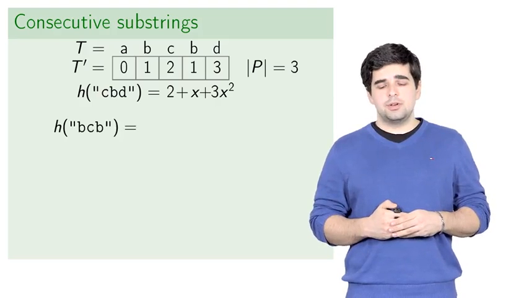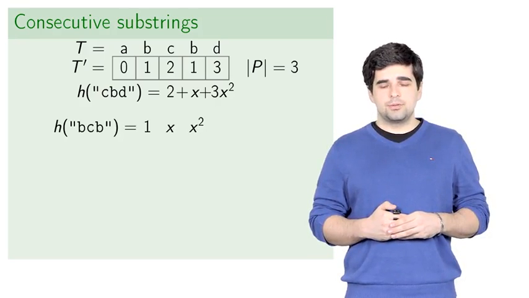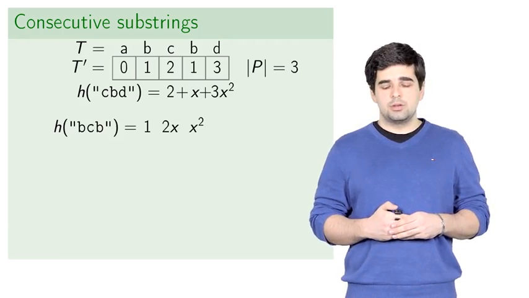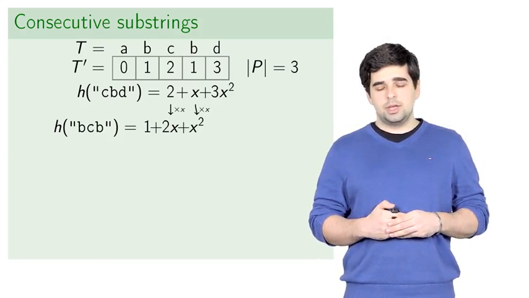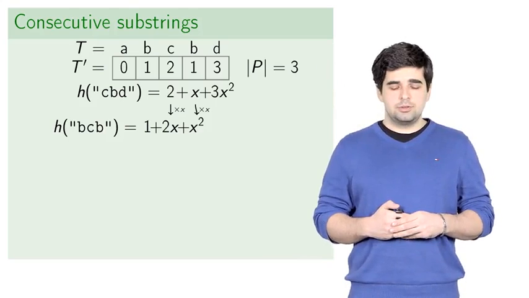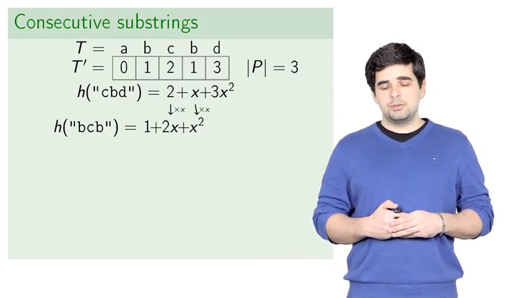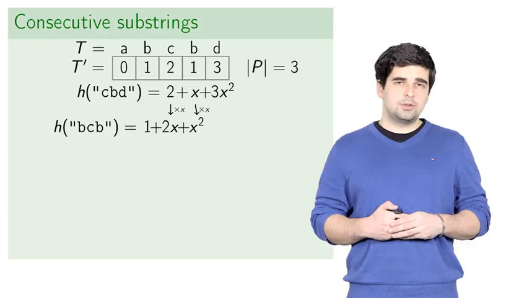Now let's look at the hash value for the previous substring of length 3, which is BCB. We again need to write down the powers of x under the corresponding integer codes of the characters. We again need to multiply the powers of x by the corresponding integer codes and get 1, 2x, and x squared. We need to sum them. Now note the similarity between the hash value for the last substring of length 3 and the previous substring of length 3. To get the last two terms for BCB, we can multiply the first two terms for CBD by x. And we will use this similarity to compute the hash for BCB given the hash for CBD.